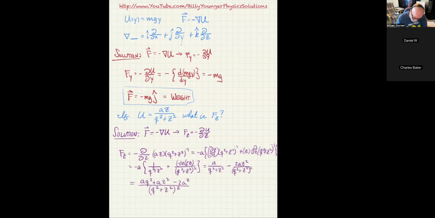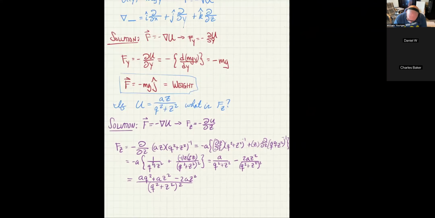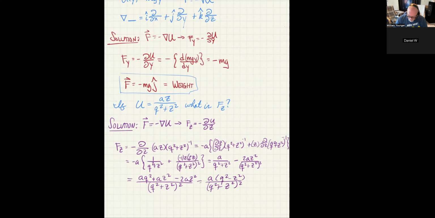I did something like a to the z power. I don't know what happened there. Anyway, so 2a z squared. This 2a z squared subtracted from a z squared gives you negative z squared. So this is just a times q squared minus z squared over q squared plus z squared to the 2 power. And that's it. Okay. All right.